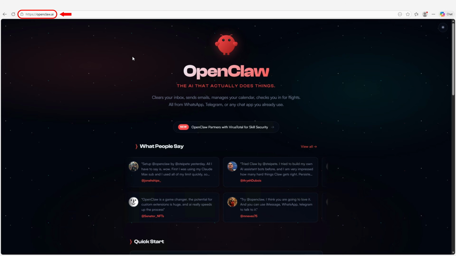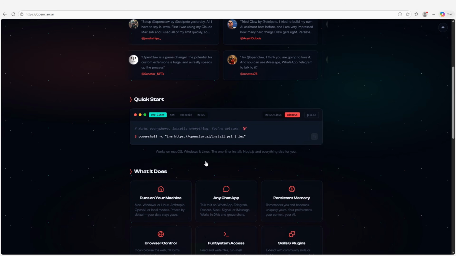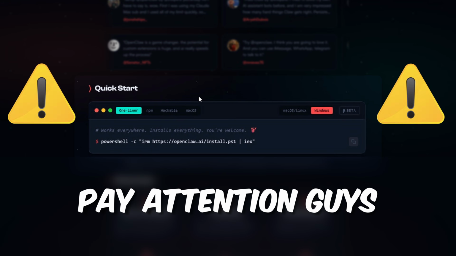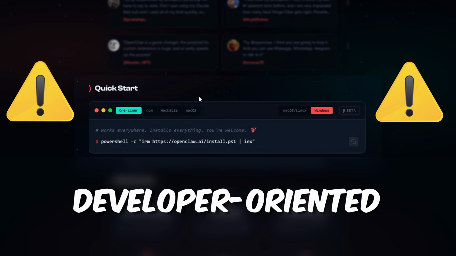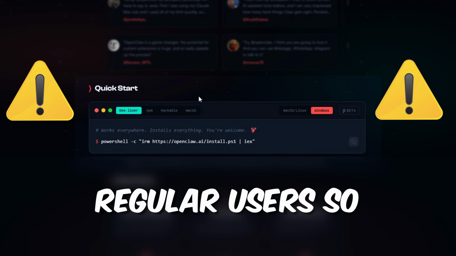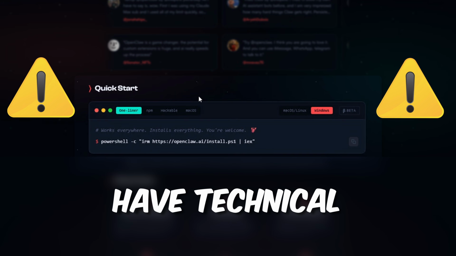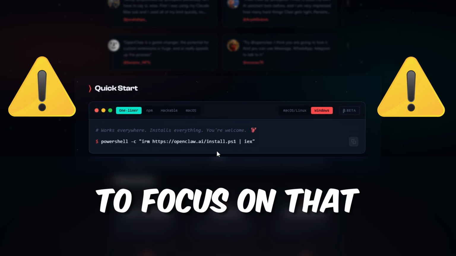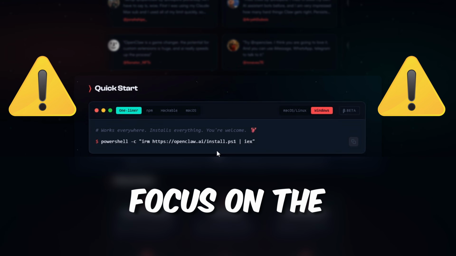Also, you can visit the openclaw.ai website, scroll down, and you can see different types of installation instructions. Pay attention, guys, that this is developer oriented. It's not intended to be installed by regular users, so you would need to have technical knowledge in order to install it and configure it. That's why I don't want to focus on that right now, but rather I want to focus on the trading part.